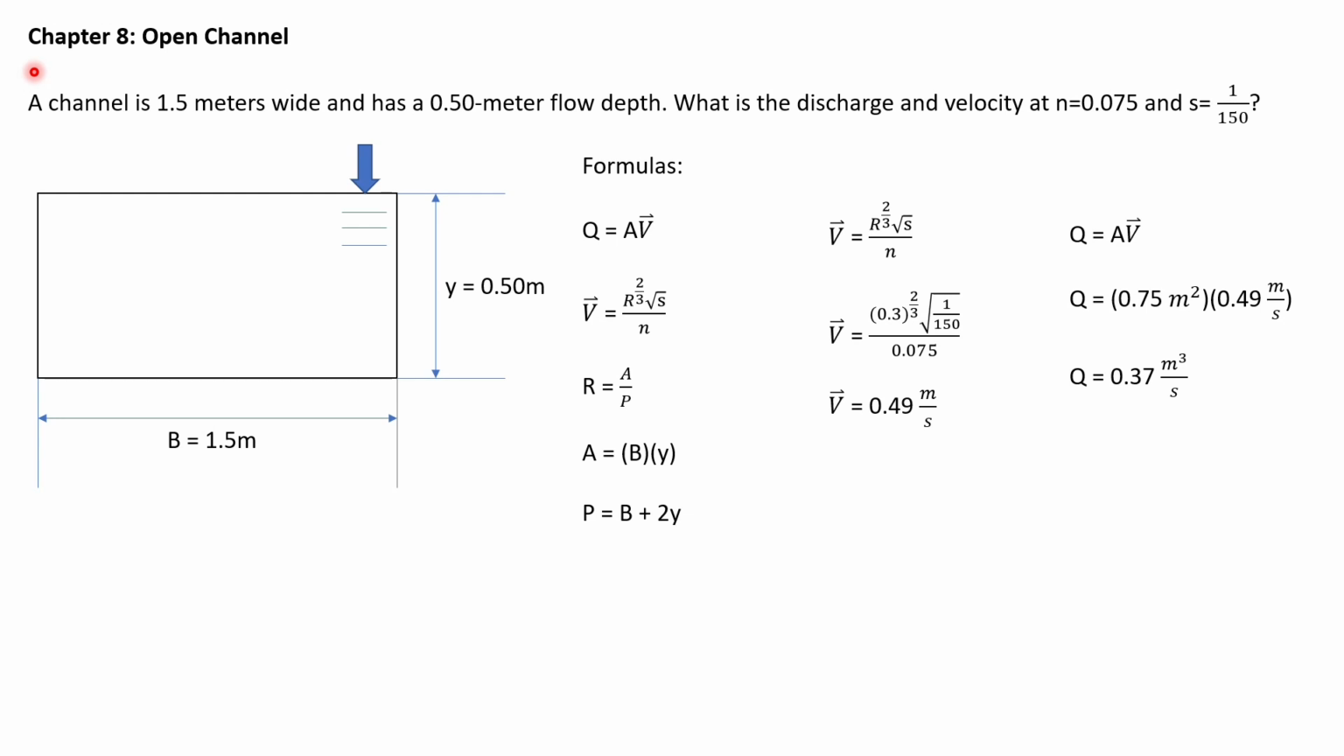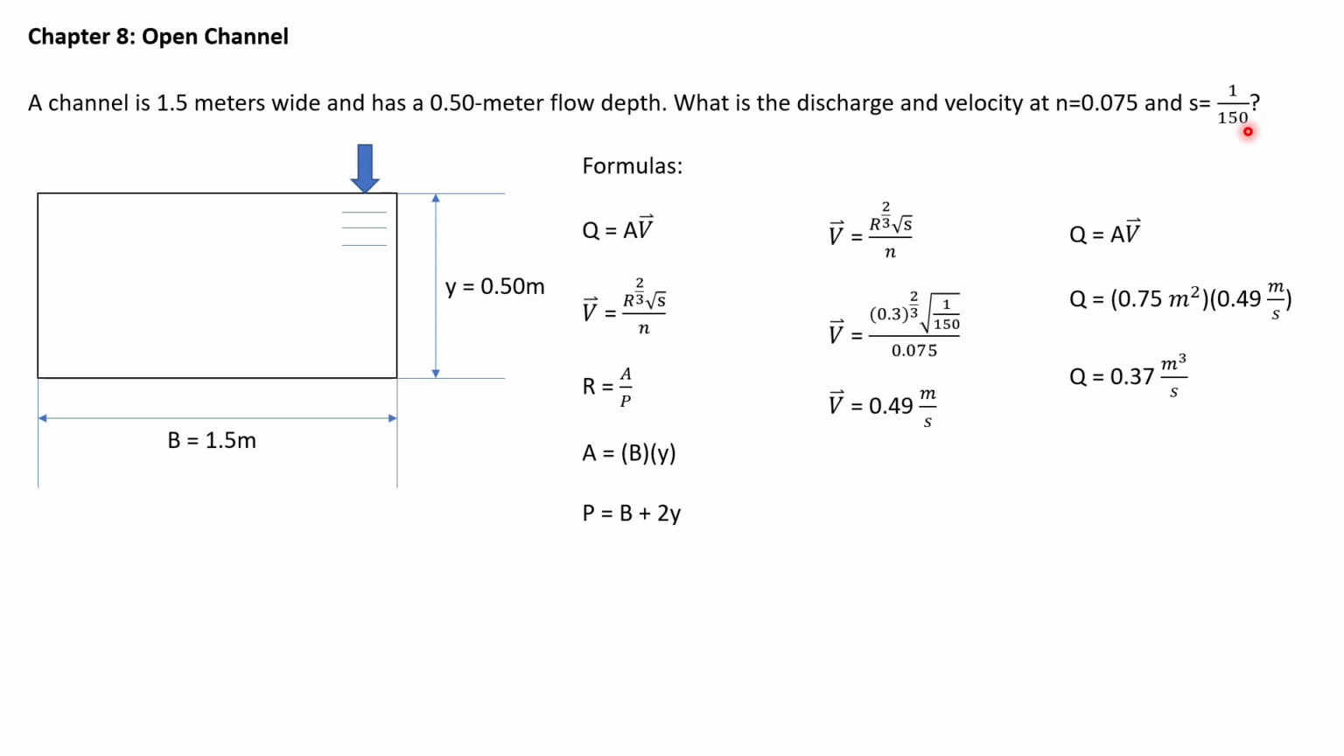In this example, we have a channel that is 1.5 meters wide. So the width of the channel B is 1.5 meters, and the flow depth in the channel is given to us, and that is 0.50 meters. So our flow depth Y is equal to 0.50 meters. In the problem, we are told that the slope of the channel is 1 over 150. So every 150 meters, the channel moves in x and it's going to drop by 1 meter.